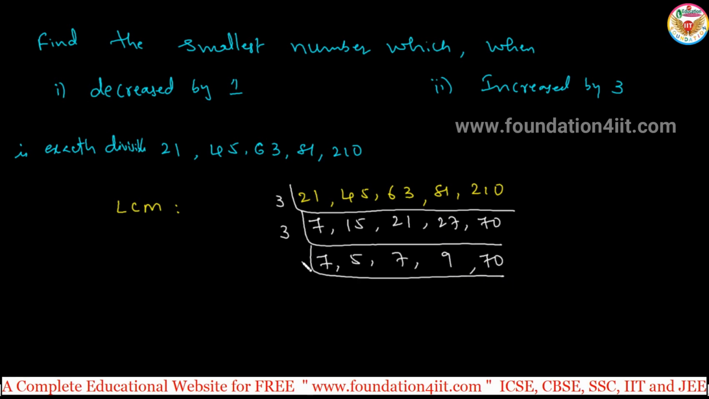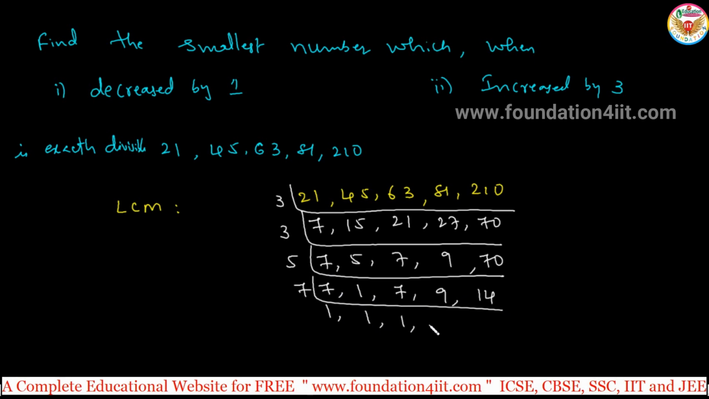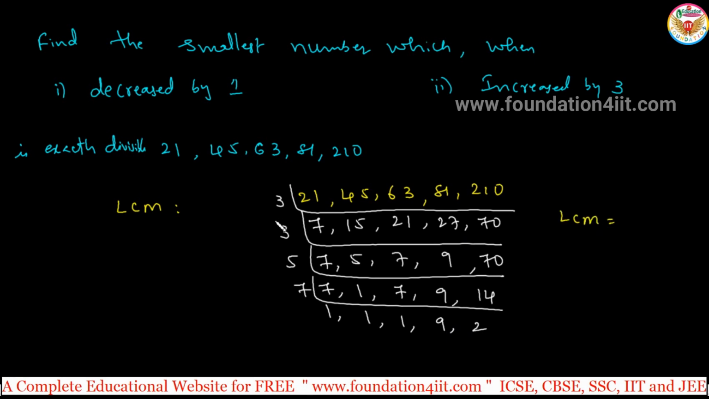Next, the 5 table, because 5 and 70 are there. So 7 as it is, 5 times 1 is 5, 7 and 9, and 70 is 5 14s. Next the 7 table. So 7 ones are 7, 9 as it is, 7 twos are 14. So 9 and 2 have nothing common. You can just stop and find the LCM by multiplying 3 into 3 into 5 into 7 into 9 into 2. If you multiply all, you get 5670.